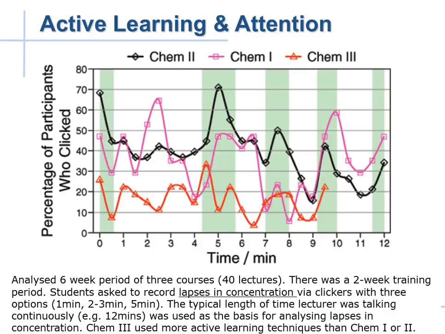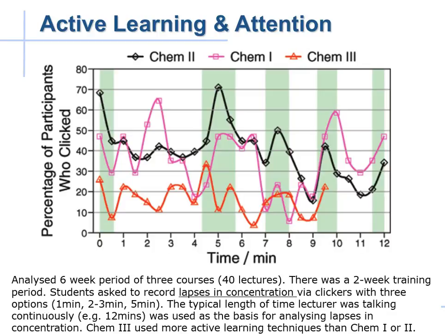Chem 3 was a much smaller class than these. These were typically about 50 students. Chem 3 had 20-odd students, I think. But they also used a lot more active learning techniques. And that's why the average time that the lecturer was talking here is shorter than those 2, because I guess that was the format of it too.